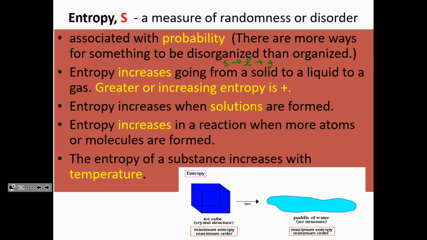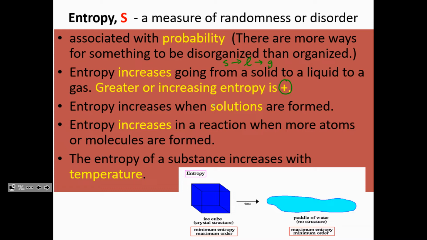If you have a greater amount of entropy, or if we have increasing entropy, this is going to be a positive value. Entropy increases when solutions are formed, because the molecules are being dissolved. We're forming ions. The molecules are spreading out. Entropy increases in a reaction when more atoms or molecules are formed. So if we start with one chemical and it busts apart into several chemicals, entropy increases. The entropy of a substance increases with temperature. So if we add heat, we tend to increase the disorder, the entropy.